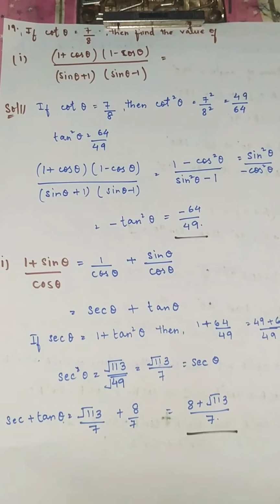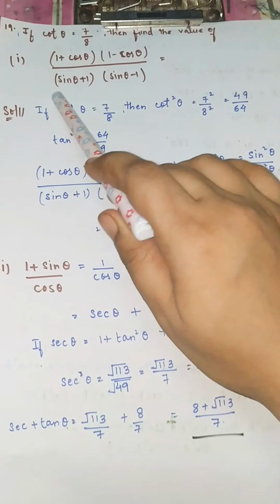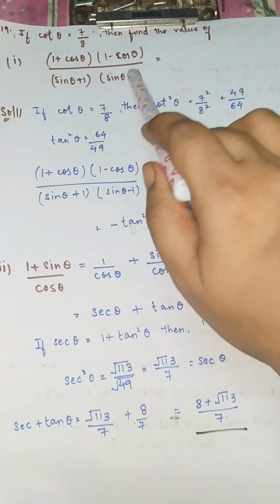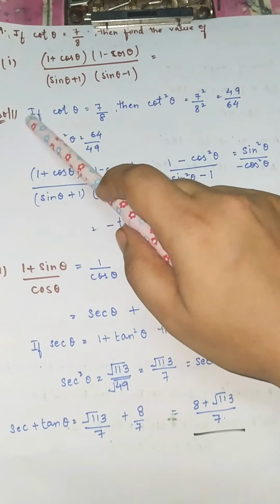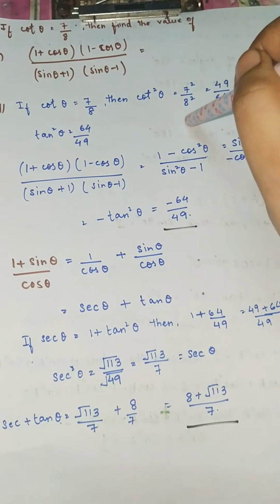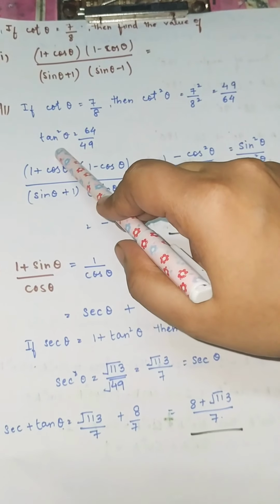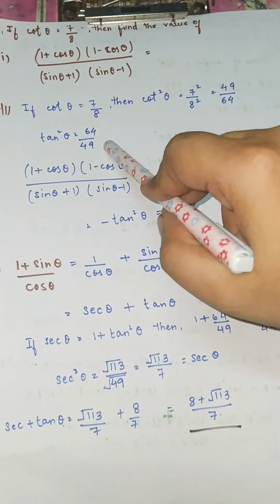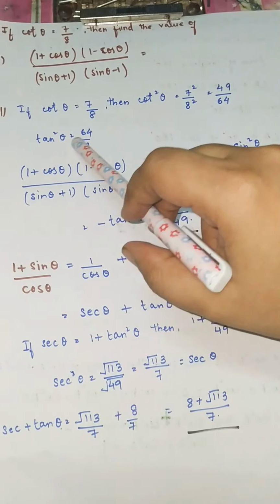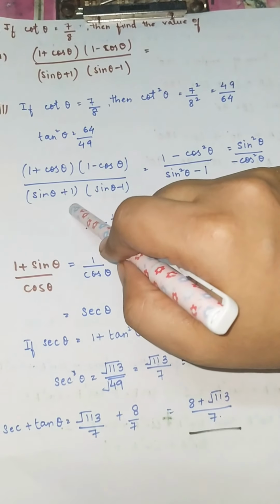19th sum: if cot theta is equal to 7 by 8, then find the value of (1 plus cos theta)(1 minus cos theta) by (sin theta plus 1)(sin theta minus 1). We know that cot theta is equal to 7 by 8, then cot square theta is equal to 7 square by 8 square, 7 7s are 49, 8 8s are 64. Then tan square theta, we have to invert this, taking numerator as denominator and denominator as numerator: 64 by 49.